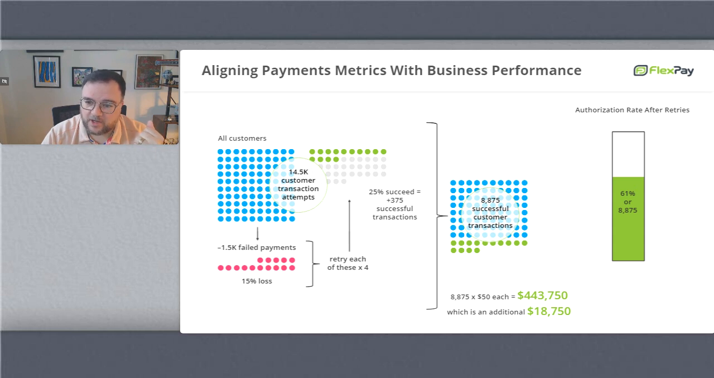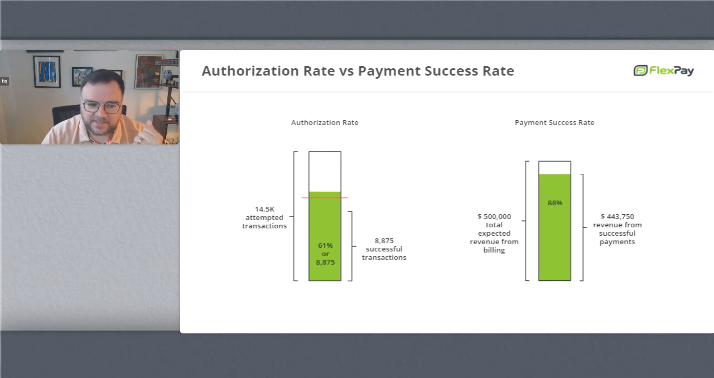This is why we want to talk about payment success rate. When you're talking about a payment success rate, you're actually saying that I had $443,000 of revenue generated from this $500,000 of expected revenue, instead of the 85% that we saw earlier. So this is the real metric that we're talking about here, and this is the real area that we want to focus on for success and growth of business.